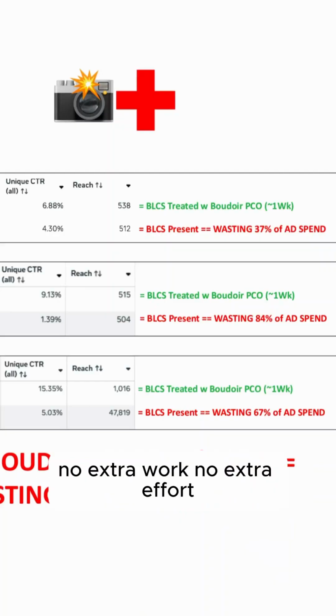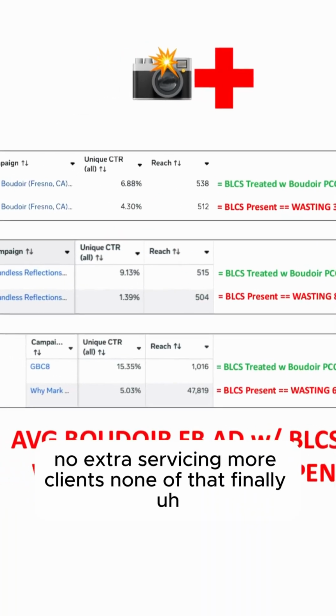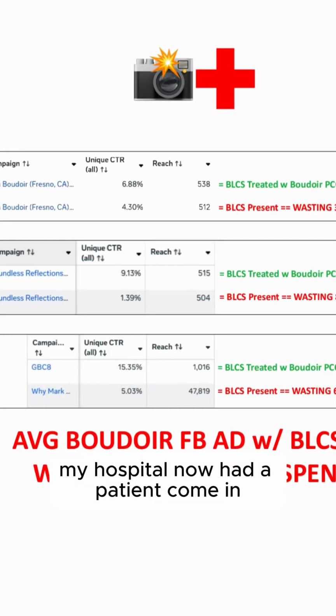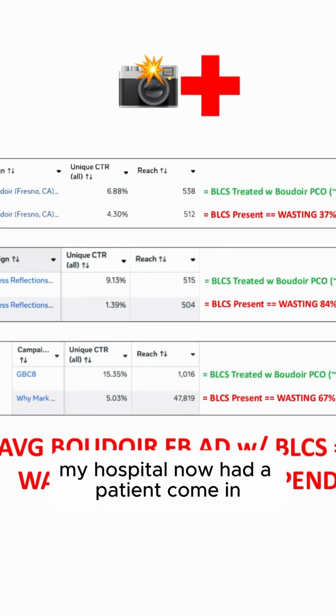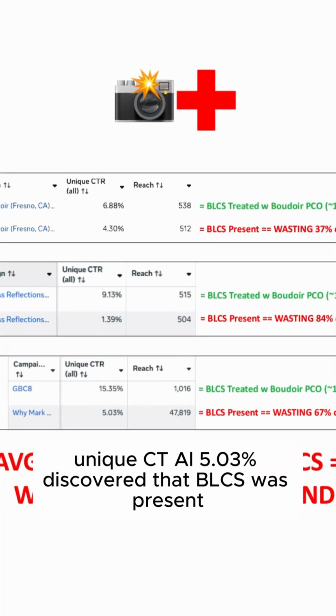No extra work, no extra effort, no extra servicing, more clients, none of that. Finally, my hospital now had a patient come in, unique CTR all 5.03%, discovered that BLCS was present.